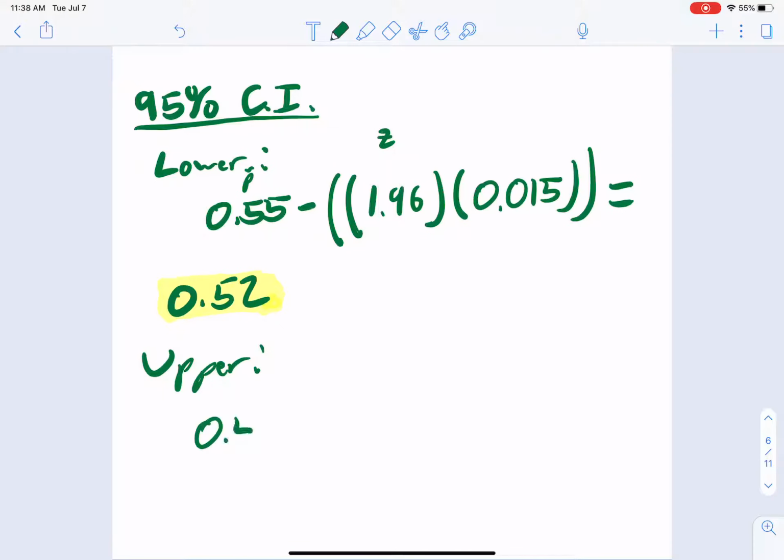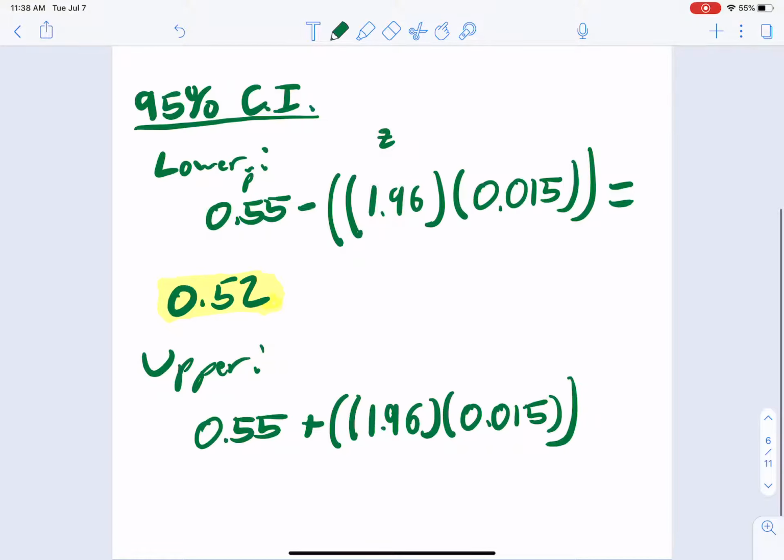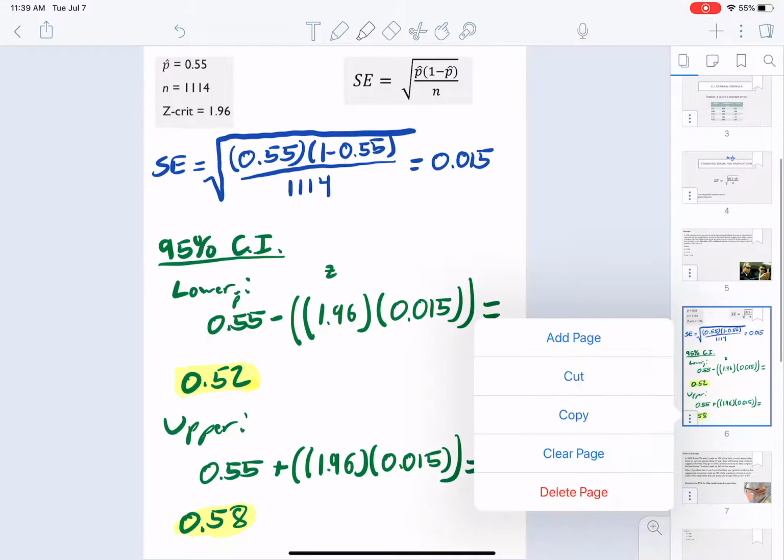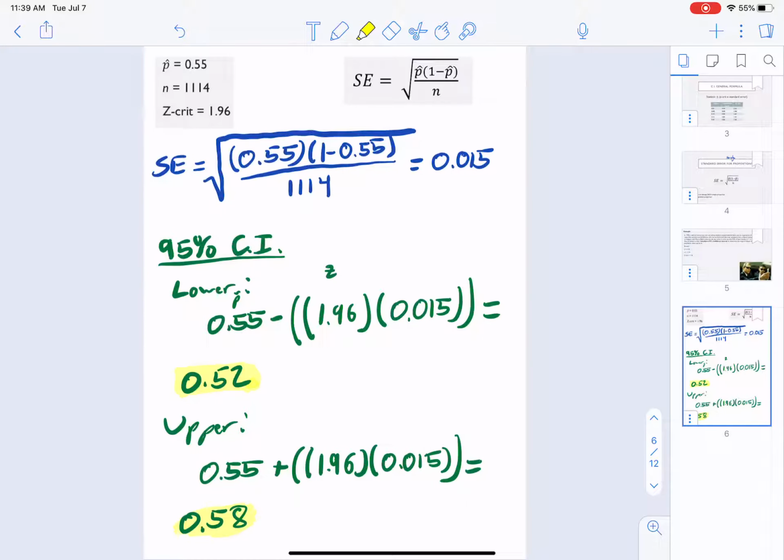Same deal, except we're just adding this time, right? So same values. 1.96, 0.015. Standard error, z-score, right? Plus, and that turns out to be, what does that turn out to be? Ah, beautiful. 0.579, so 0.58. We'll say two decimal points is fine. Okay, now let's write this out. Did I run out of room already? Gosh, I'm writing like an ape today. Cool. No worries.